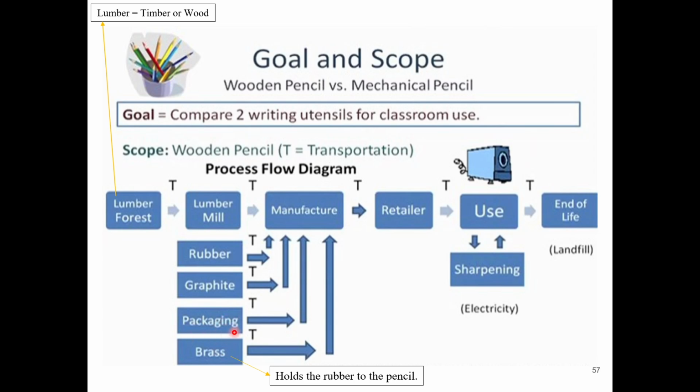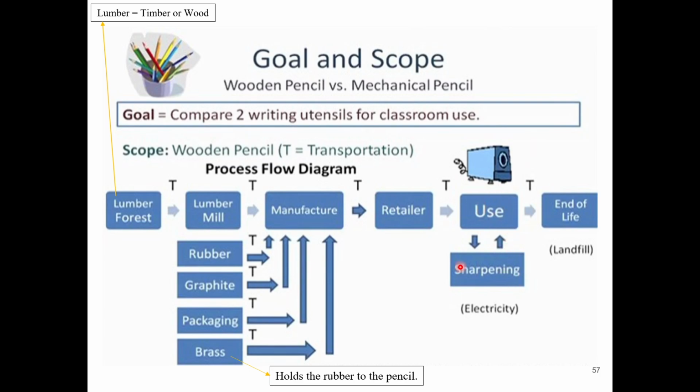Packaging is basically for selling, and brass is the metallic portion which basically holds the rubber to the pencil. So that is the area above the pencil. So these are the substances which will be added in the manufacturing, and then it will be sold to the consumer, that is called retailing or retailer, and then we will be using it, okay.